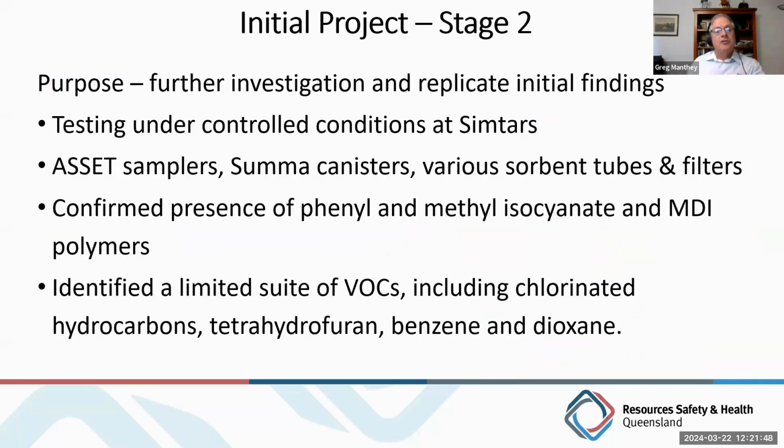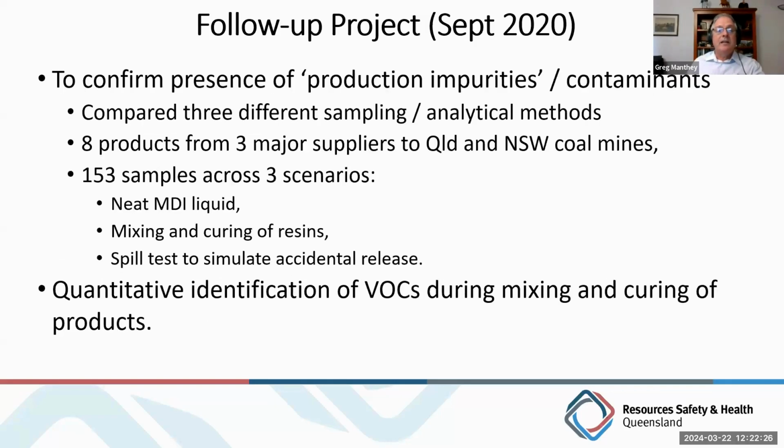The next stages of the project were some further testing conducted at SIMTARs, which again used asset samplers, but added in various VOC sampling methods, sumicams and sorbent tubes and filters, to try and identify the VOCs that might have been there. That testing confirmed the presence of phenyl and methyl isocyanate in those prepolymers, and also identified some specific VOCs, chlorinated hydrocarbons, benzene and dioxane.